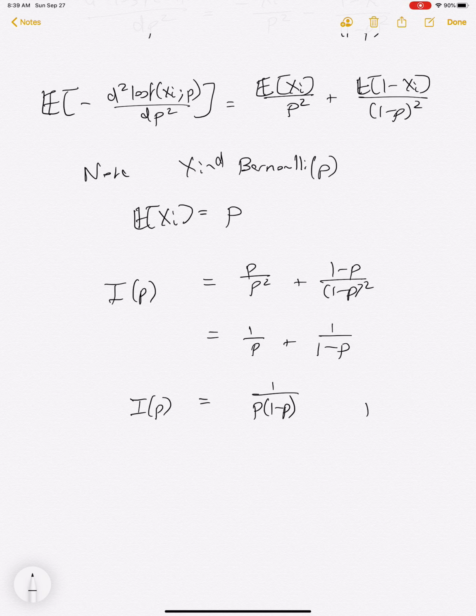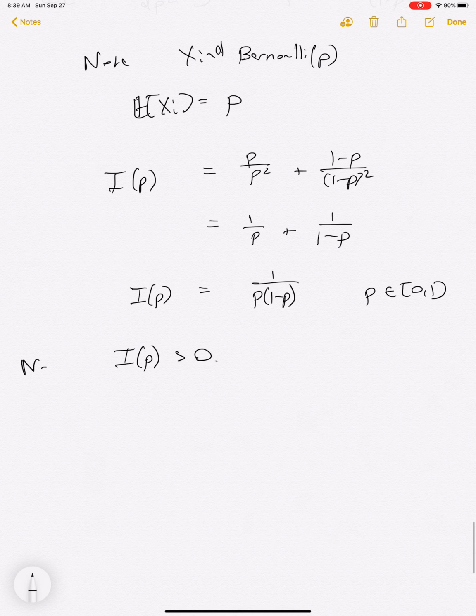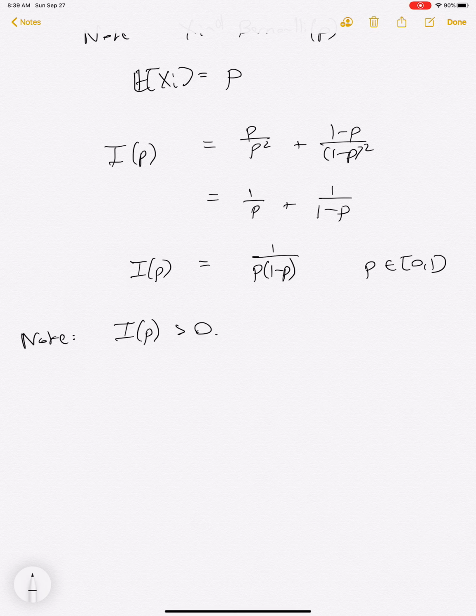Note that here p is between 0 and 1. And also note that clearly I of p is bigger than 0 here. So that's another check to see that we've done things correctly. Okay, so this is the Fisher information for the Bernoulli distribution. We're going to see how this is useful shortly.